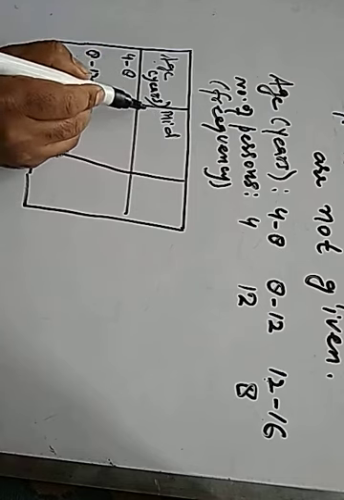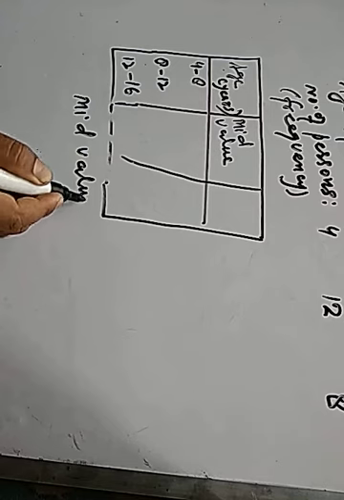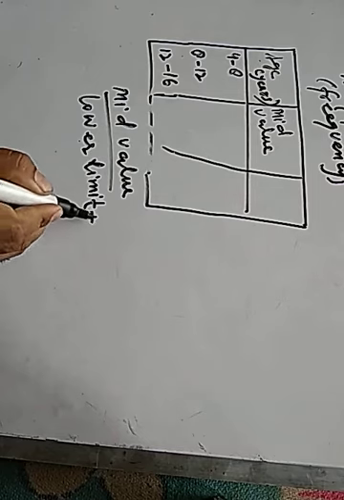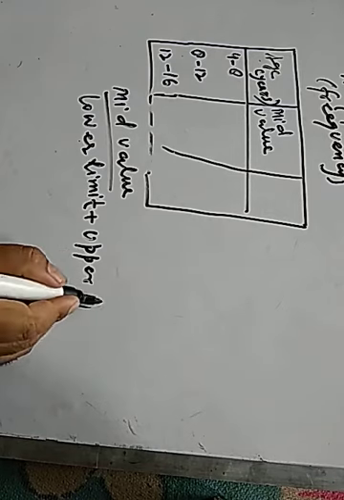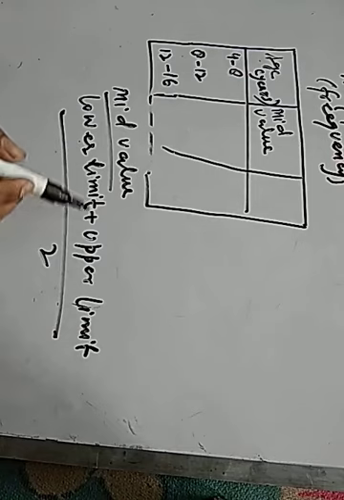Mid value is equal to, as I have already explained how to calculate mid value from a given data, mid value is equal to lower limit of class interval plus upper limit of class interval divided by 2. This is the formula for calculating mid value. Lower limit plus upper limit of each class interval divided by 2.